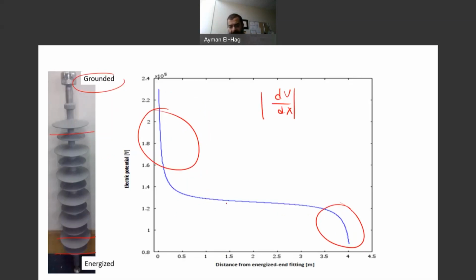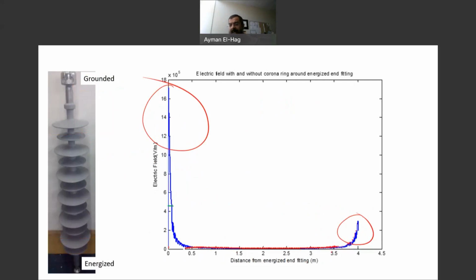And of course, in the middle here, because the slope is very, very small, dV by dx is almost equal to zero, and this is why the electric field is almost equal to zero. So to sum up, what we need to care about when we design our insulation system is not the voltage, but how much electric field is applied to it. And this explains why at the grounded end we sometimes have substantial electric field, to the extent that for insulators working at voltage levels of 400 kV and higher, we even have a corona ring around the grounded end.